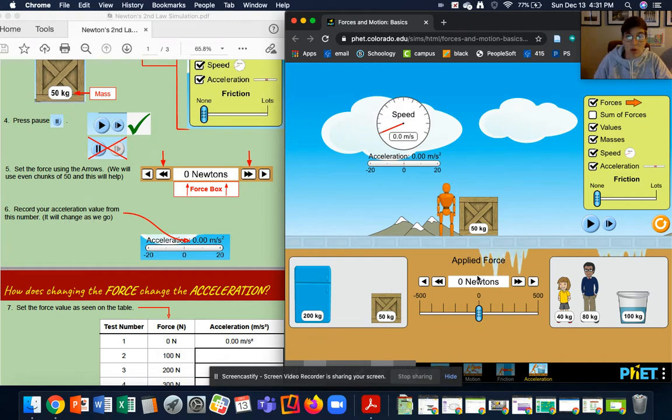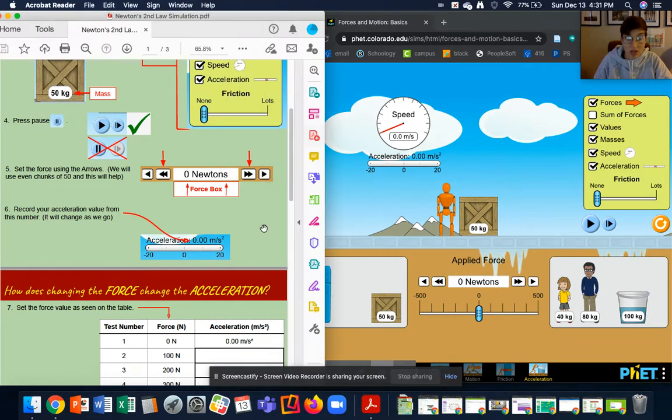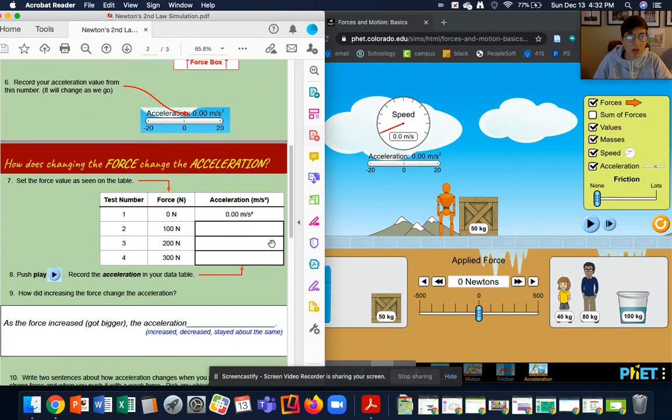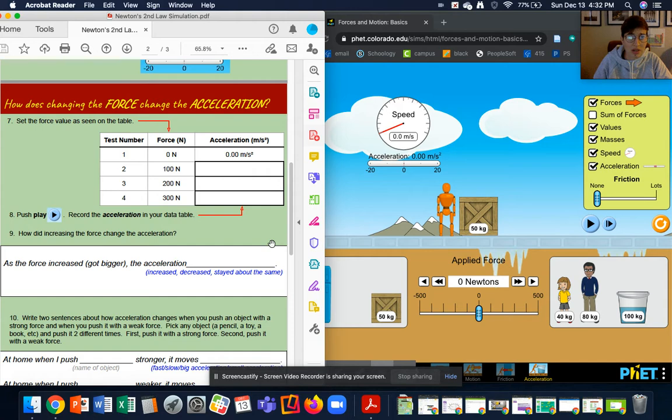Then you're gonna record your acceleration value. So that's up here in the sky by the cloud. Your acceleration value right now is 0.00 meters per second squared. And this changes once we actually go and start, okay? So I'm gonna show you test number 1. And then test number 2, just to get you going, and then you'll do 3 and 4 on your own.